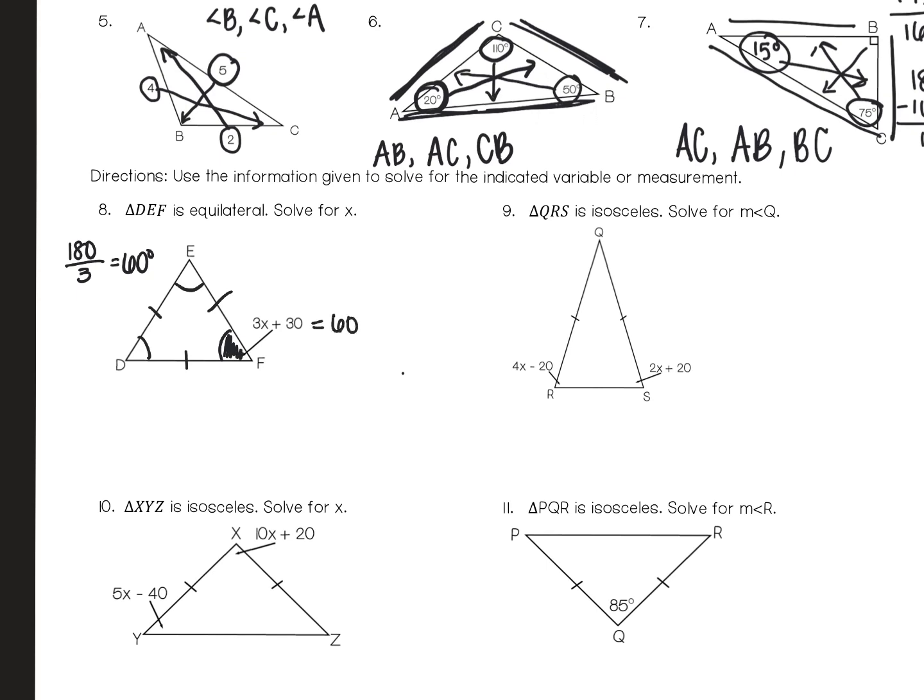So 3x plus 30 equals 60. We can subtract 30 from both sides. 3x equals 30. Divide by 3. X equals 10.